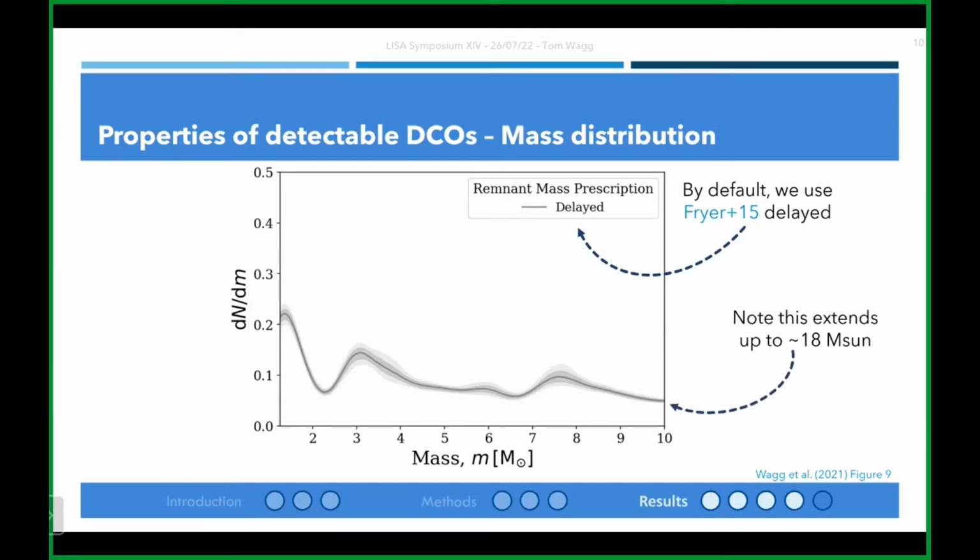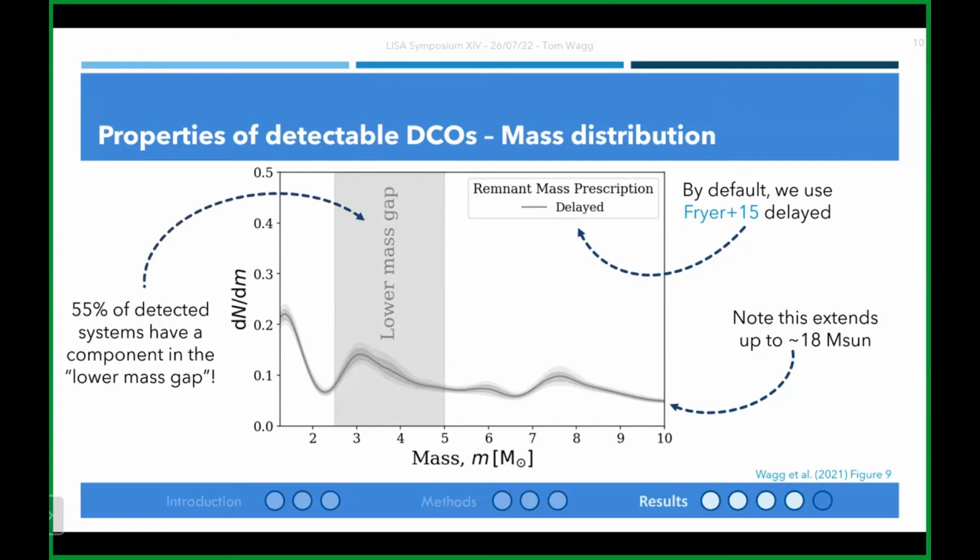I also want to highlight this does extend up to 18 solar masses, but just goes down smoothly. And I want to focus on this lower region, because right here we've got the supposed lower mass gap, this possible observed mass gap, where we have a dearth of black holes and neutron stars. And what we find is that for all of those 120 systems in a 4-year mission, about 55% have one of their components, either the primary or secondary, in this lower mass gap.